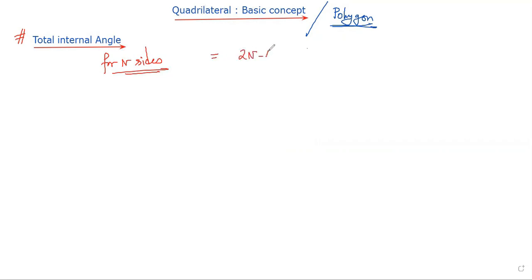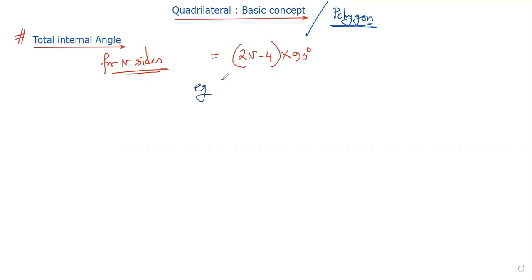2n minus 4 into 90 degree. 2n minus 4. Now, example wise, we can see one after the other.